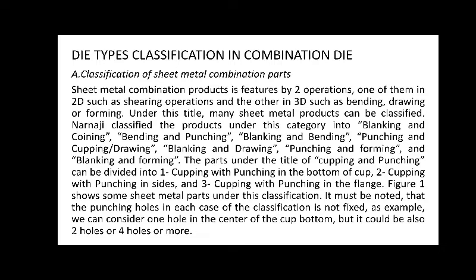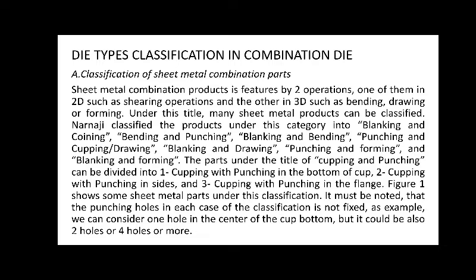Narji classified the products under this category into blanking and coining, bending and punching, blanking and bending, punching and cupping, drawing, and blanking and drawing. The parts under the title of cupping and punching can be divided into cupping with punching in the bottom of the cup, cupping with punching in the sides, and cupping with punching in the flange. Figure 1 shows some sheet metal parts under this classification.